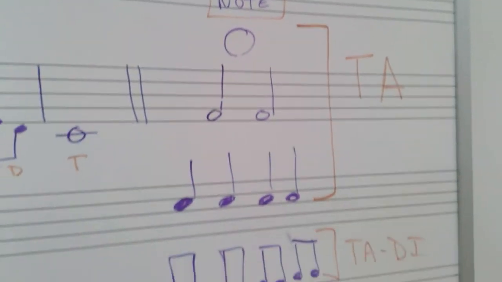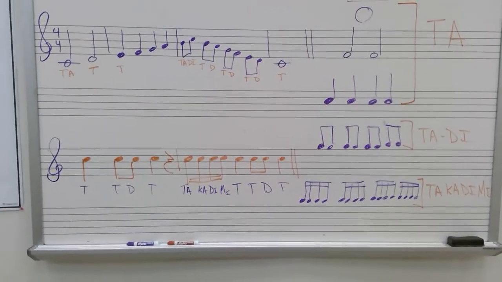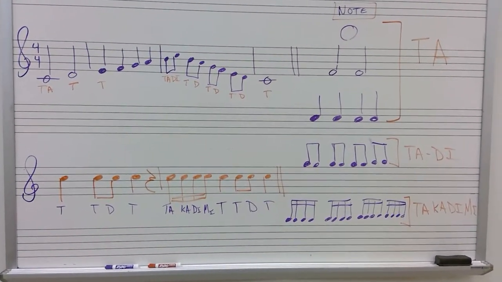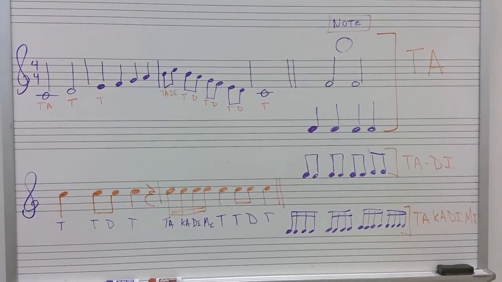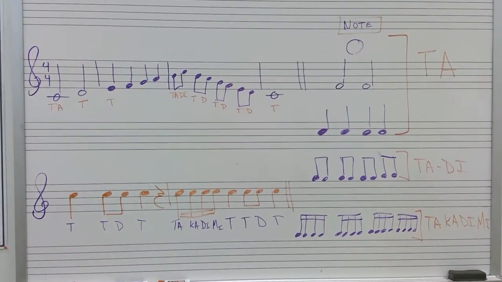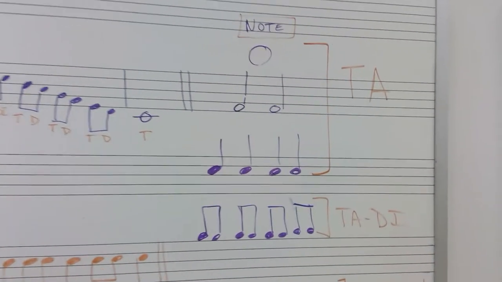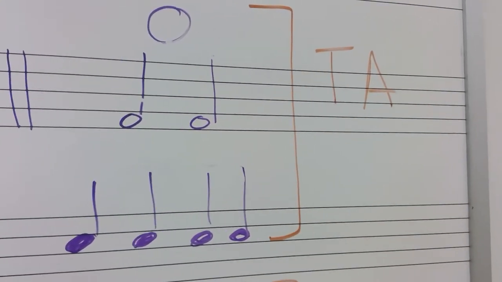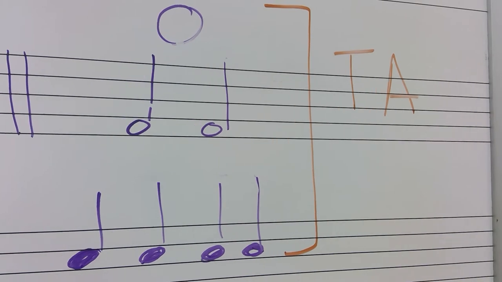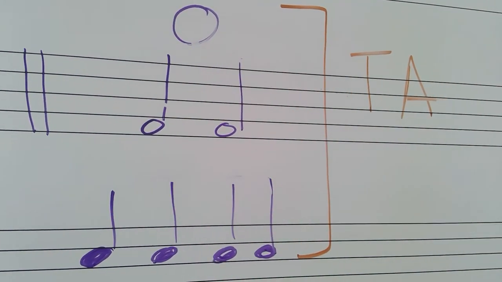All right, today we are going to be talking about rhythm syllables in our music. And we use the system of TAKADIMI, which I feel like is the easiest system to speak rhythms across all different styles of music. I'm going to start over here. So if you see a whole note, a half note, or a quarter note, that is going to be ta. So pretty easy to remember all of those things.